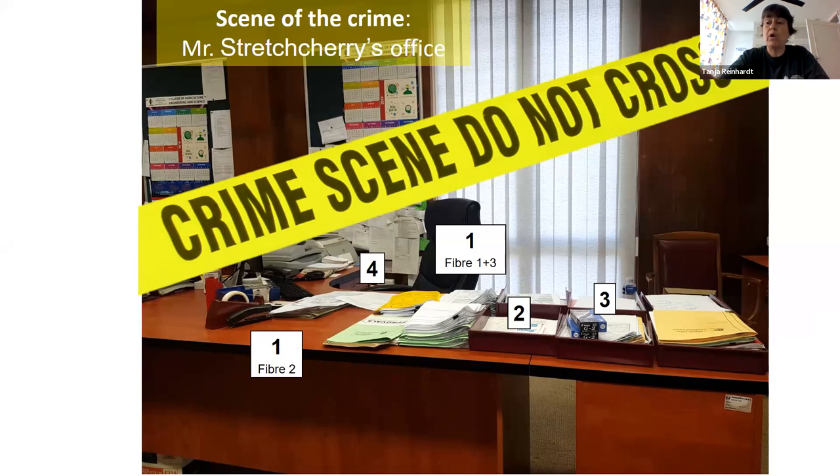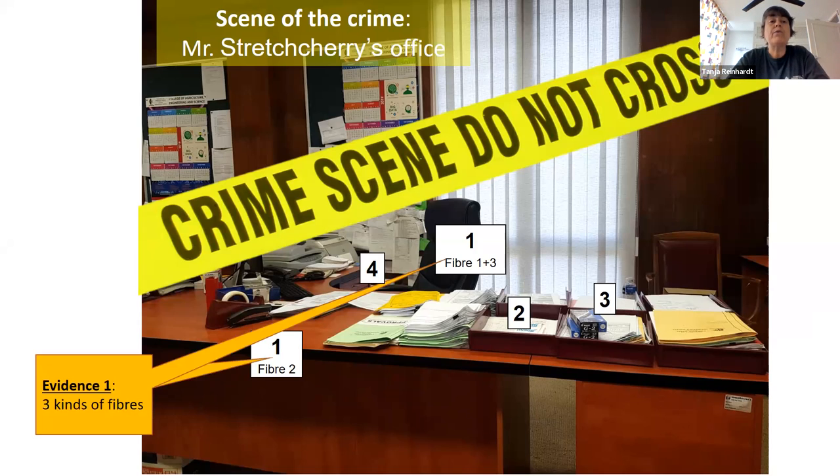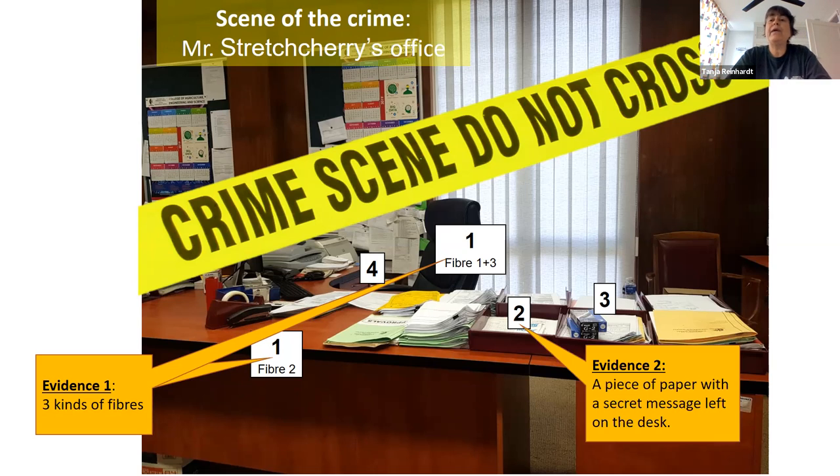So first of all, on the crime scene, we found three kinds of fiber. Fiber one and fiber three we found on the office chair, where the principal usually sits. Fiber two we found in front of the desk. And then we have evidence two, which was a piece of paper with a secret message left on the desk. Very, very strange. And it took me a long time to figure out what it actually means. I'll show you the secret message just now.